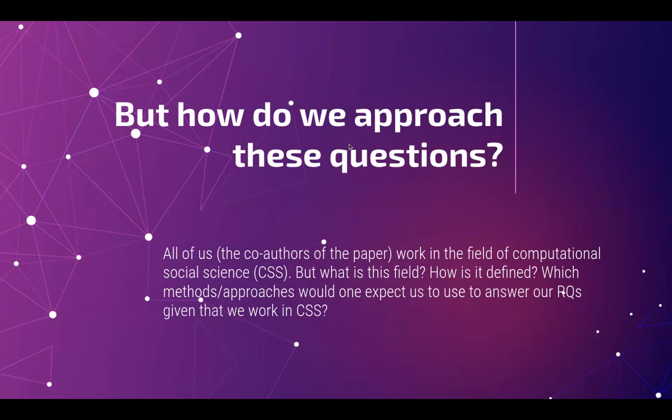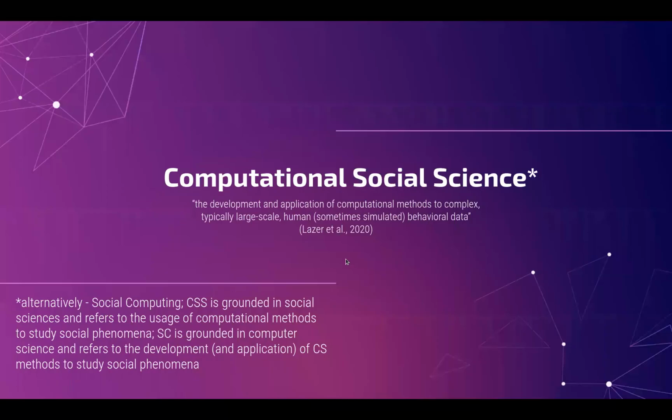So computational social science is essentially the development and application of computational methods to complex, typically large-scale, human or sometimes simulated behavior data. And here I also put an asterisk. Alternatively, it is called social computing. I think computational social science is currently the more widely spread term, but we, for example, are called the social computing group. And I also heard social computing being used as a synonym for computational social science more than one time.